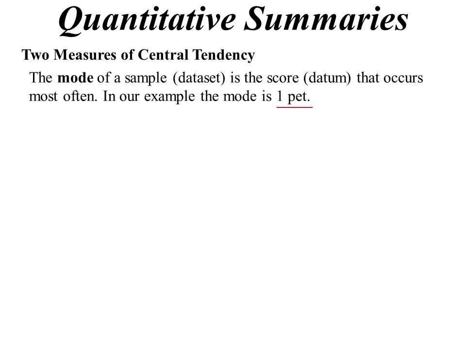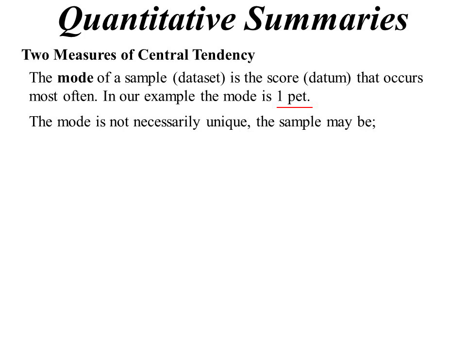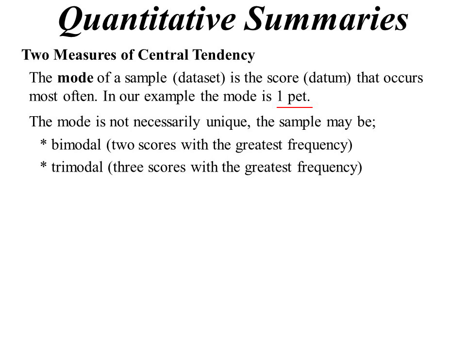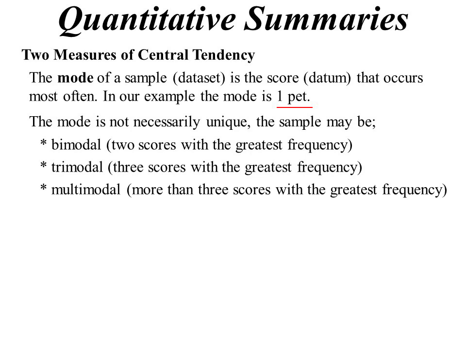Quantitative summaries. There are measures of central tendency, mode. Okay, the mode, well, we can look at our sample. If we go back to the pets one, the most common one was one pet. It doesn't necessarily have to be unique, the mode. You could have a bimodal, there might be two things. Trimodal, three things. After that, we tend to say multimodal rather than keeping going. Okay, it's got more than three with the greatest frequency.